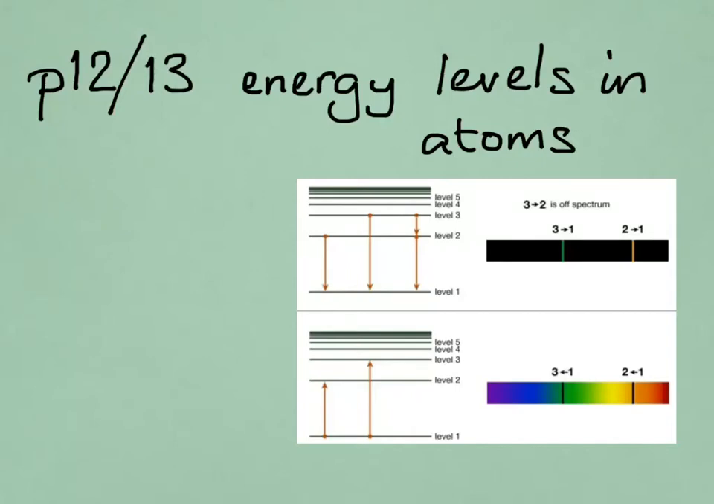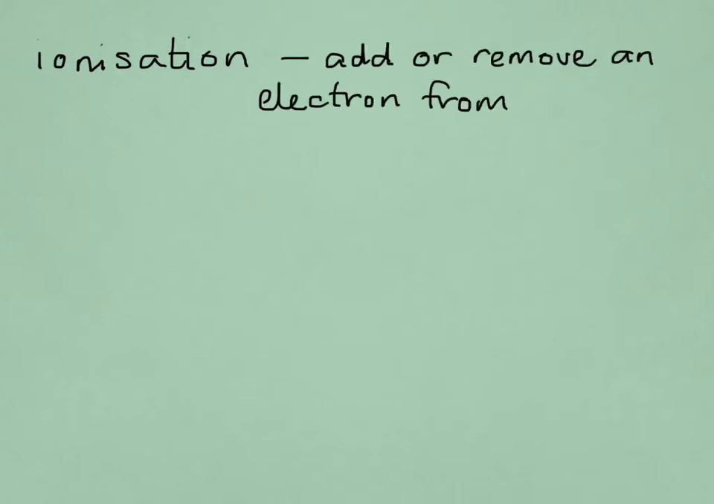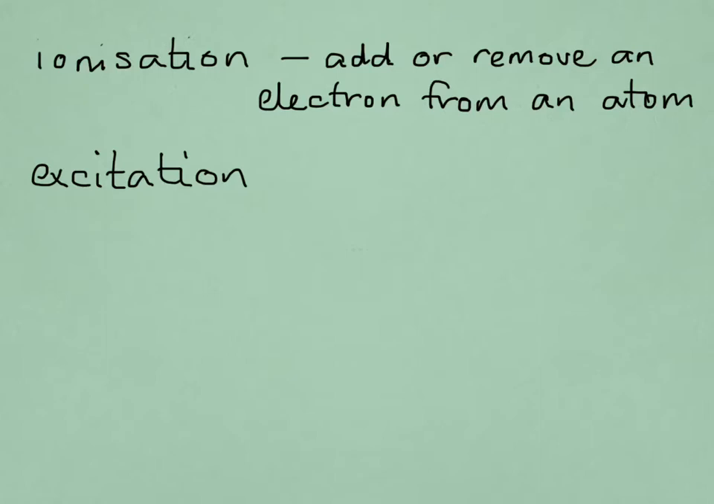P12-13. This is a revision video covering energy levels in atoms, which you did in those 2 lessons. So if the electrons in an atom get some energy, they can, under some circumstances, escape, and that causes ionisation. In other words, the neutral atom turns into a charged ion, and that's because you're adding or removing an electron from an atom. And adding energy generally allows an electron to escape.